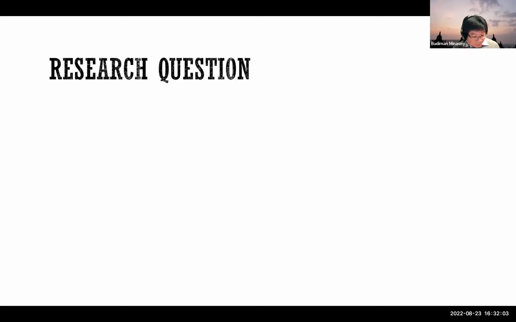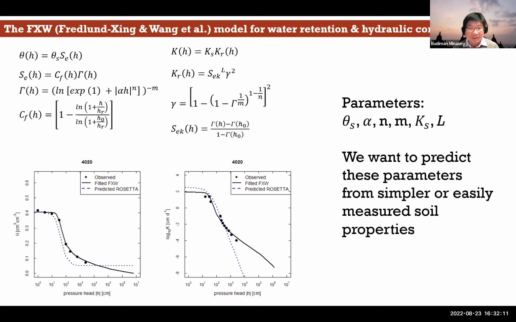There's one research question related to the CNN that we did a long time ago, which I'll pose to you. Suppose that we want to predict a function, a curve, right? So for example, this is what we call a water retention curve, and this is a hydraulic conductivity curve, which describes how water is retained in the soil and how water is transported in the soil. It's usually expressed in some kind of mathematical function. Don't worry about these functions.